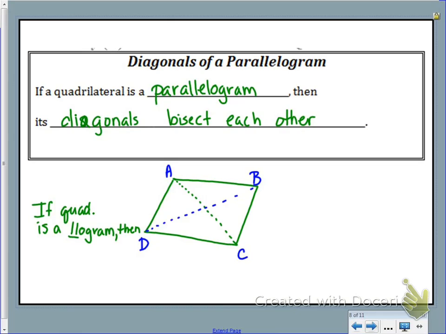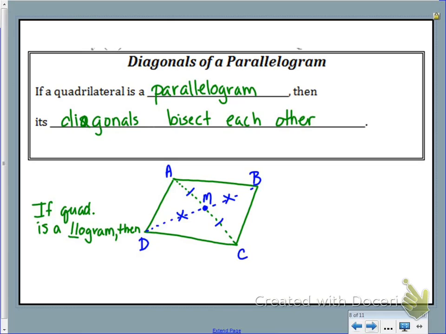So if this is a parallelogram, then the diagonals will bisect or cut one another in half. So essentially what that makes is a midpoint here where those two diagonals intersect. So AM will be equal to MC because the one diagonal bisects AC, and DM is congruent to MB because the diagonal AC will bisect diagonal DB. So the diagonals bisect one another. They cut each other in half.